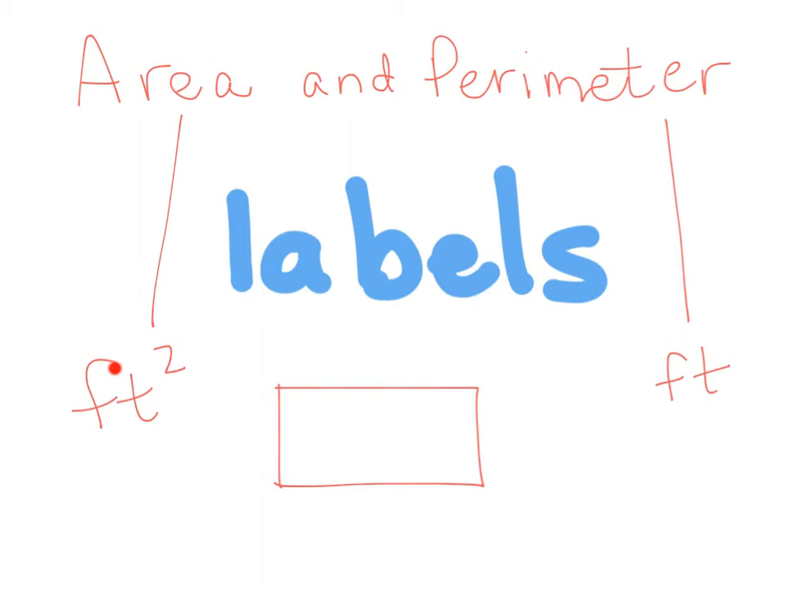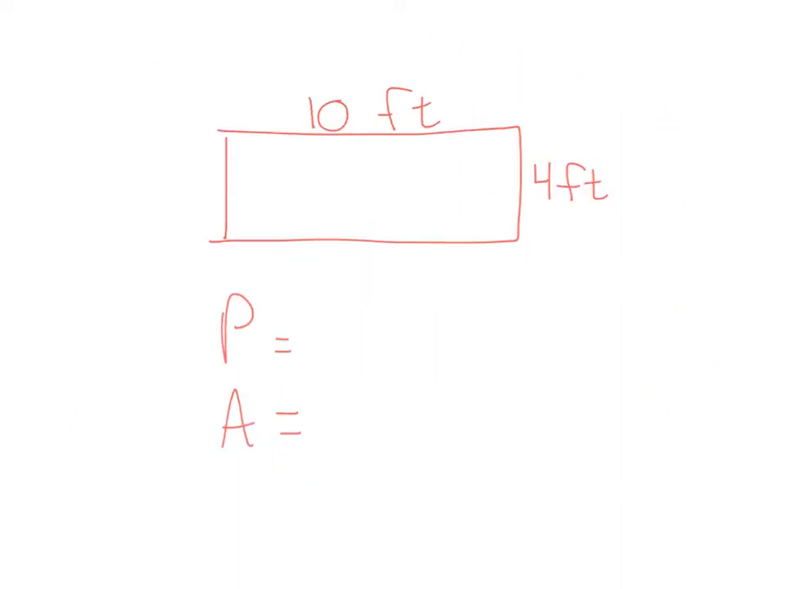Now obviously this feet can change to centimeters or inches or whatever measurement you'd like to use, but with area we talk about feet squared or something squared. Perimeter is just that unit. Let's check out a couple problems. In this first problem we see that we have a rectangle. We're very close to a rectangle, which is 4 feet by 10 feet.